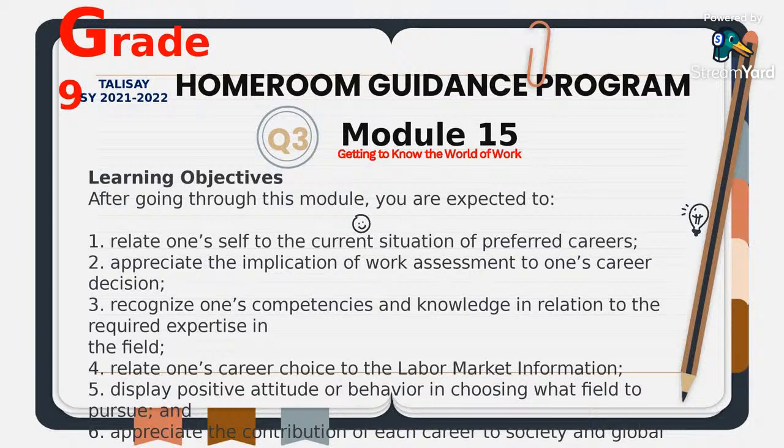Okay? So for module 15, these are our learning objectives. So we have 6. First is relate oneself to the current situation of preferred careers. Number 2, appreciate the implication of work assessment to one's career decision. Number 3, recognize one's competencies and knowledge in relation to the required expertise in the field. Number 4, relate one's career choice to the labor market information. Next is display positive attitude or behavior in choosing what field to pursue. And the last objective is to appreciate the contribution of each career to society and global aspect.